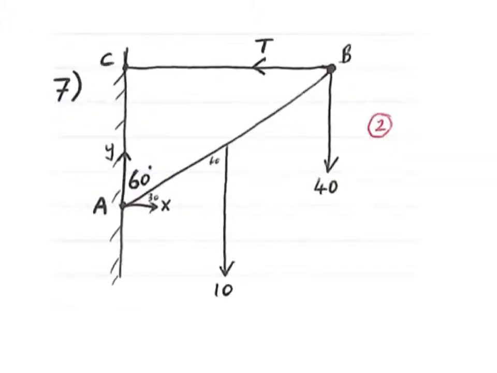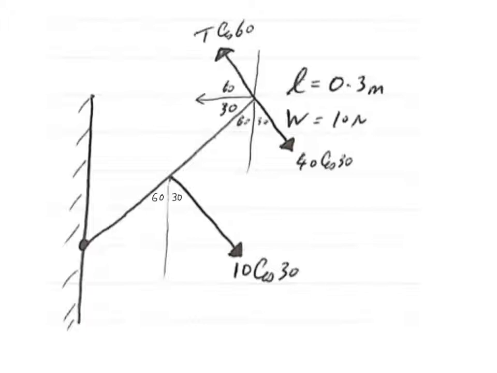Drawing your diagram, make sure you've got an mg here, 40 newtons going down this way, 10 newtons going right down the middle of this. We have tension going across this way. At the hinge here, we have an x force and a y force, with this angle here being 60 degrees. In order to find the tension, we must take moments about A.